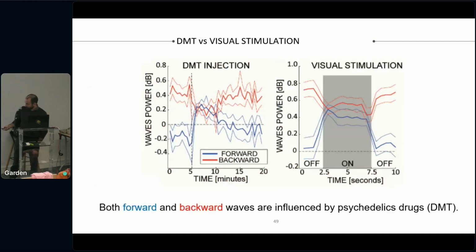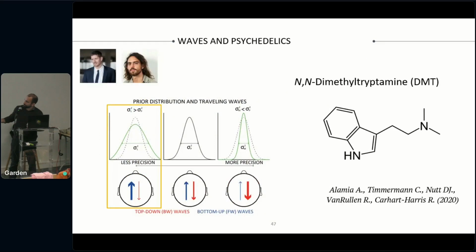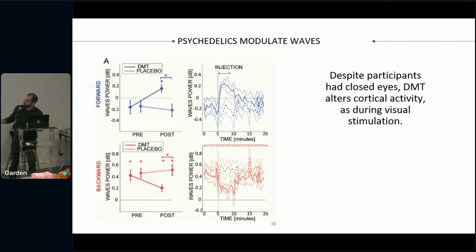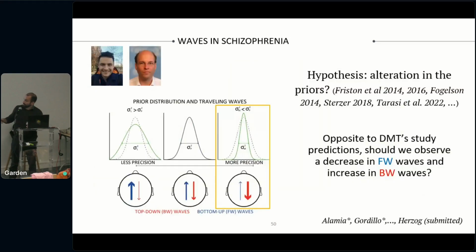Okay, so nice. We could say that both forward and backward waves are influenced by psychedelic drugs. And supposedly, I would like to interpret this again in the light of predictive coding. So forward waves are representing more prediction errors. So DMT is actually muddling your priors. So in this case, we have more forward waves and fewer top-down waves. Very cool. Okay, first prediction kind of verified. Now we go in the opposite direction. How can we test this?